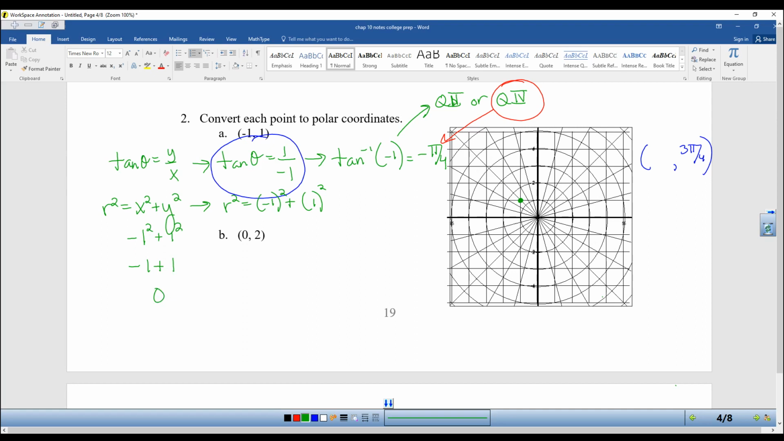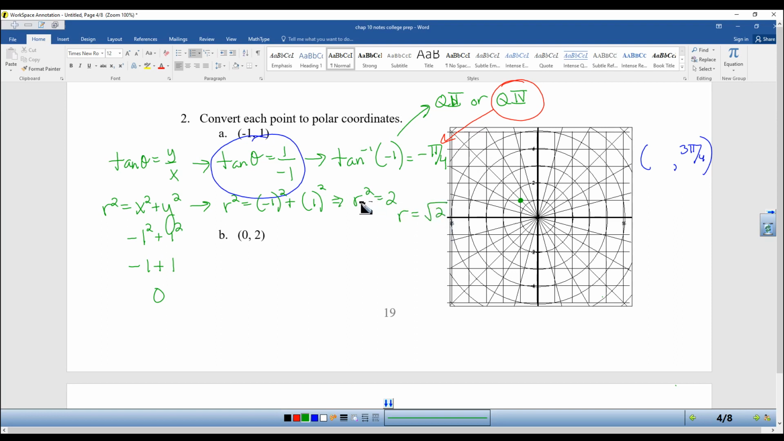I get this all the time. Clearly, the r is not 0, so it means you've made a mistake. Well, I'm telling you where that mistake probably is. It's right there with that parenthesis. So this becomes r squared is equal to 2. r is the square root of 2.